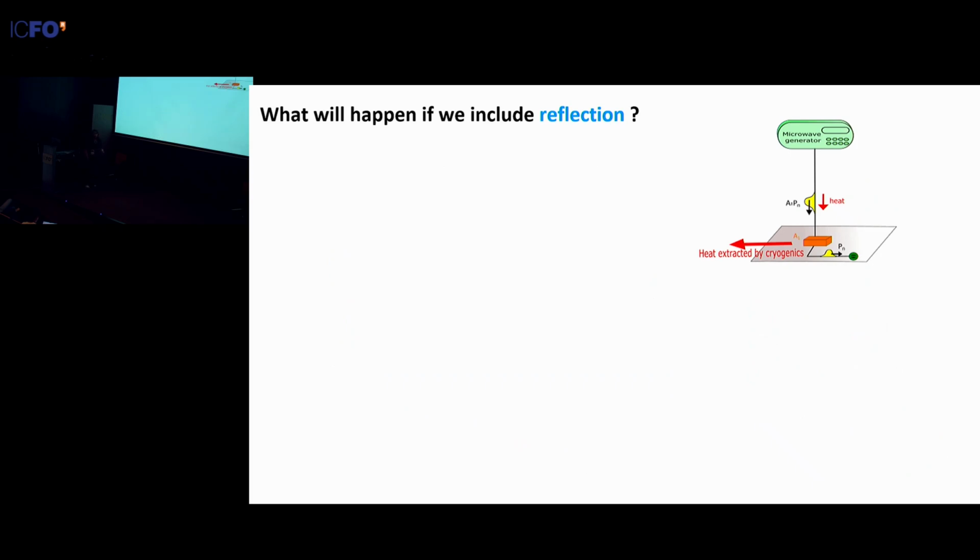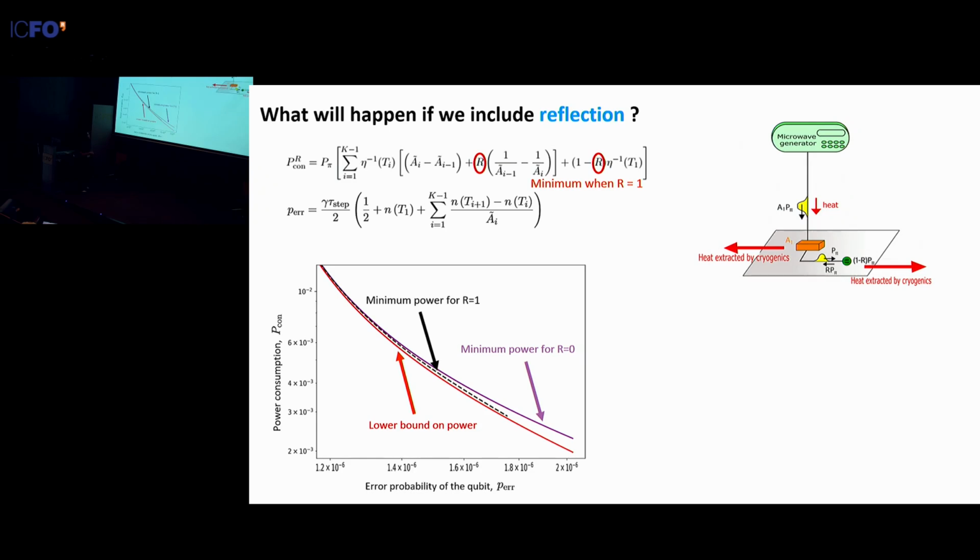So till now we made an assumption that nothing happened to the photons after arriving at the qubits and that they just disappear. But in fact, what happens is that they can either be absorbed and then dissipated at the qubit stage, or they can be reflected back to the microwave signal, which adds an extra parameter to the electrical power consumption. So we're looking at the new electrical power consumption. We can see that the minimum is when R equals 1.